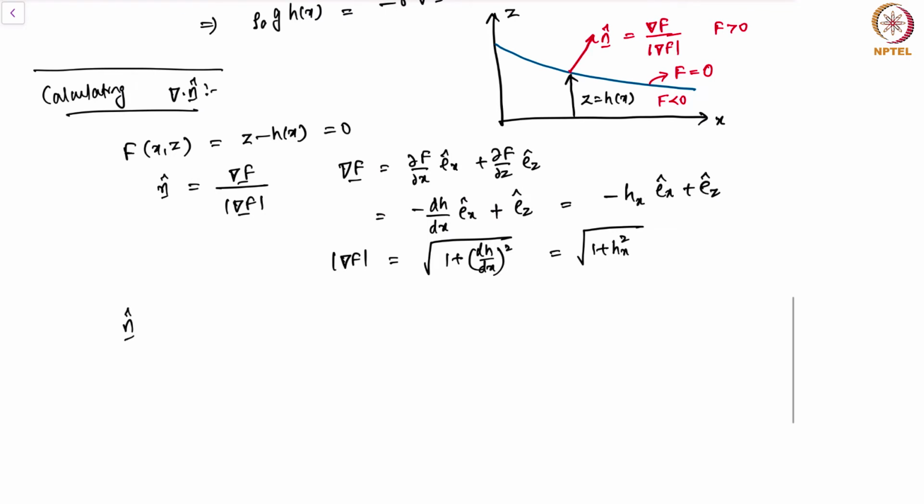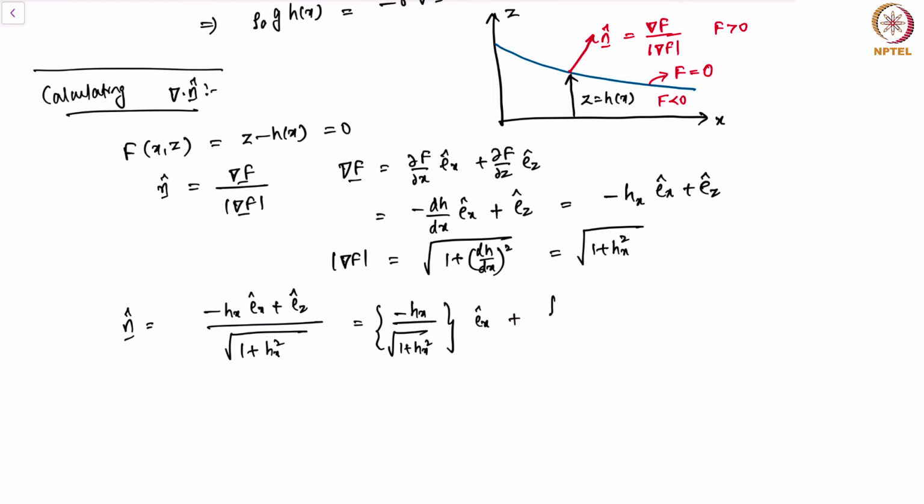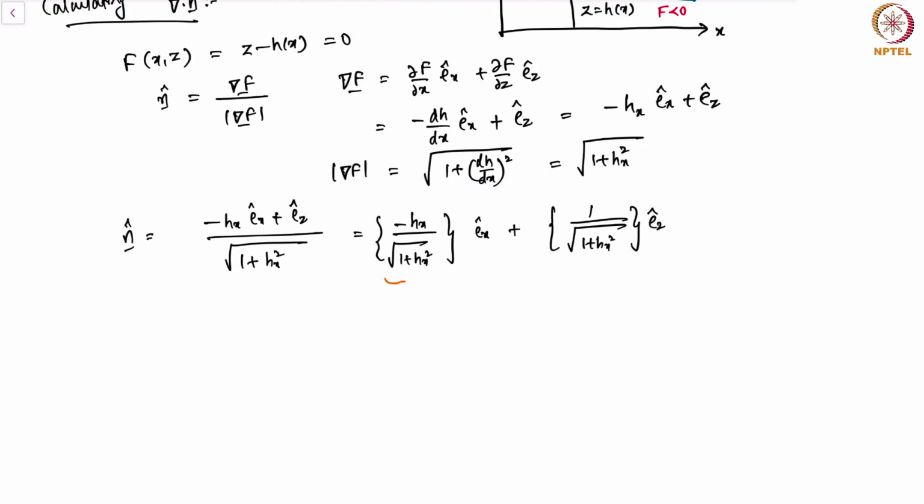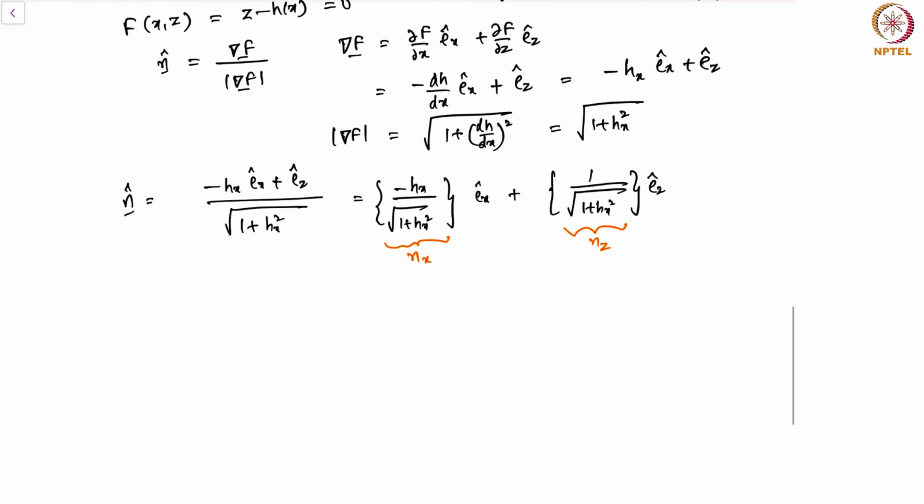So the normal vector now essentially becomes minus hx ex plus ez divided by square root of 1 plus hx square, right? And there are two parts here: minus hx by square root of 1 plus hx square ex, plus 1 by square root of 1 plus hx square ez. So we can think of this as the x component of the normal vector and the z component of the normal vector.